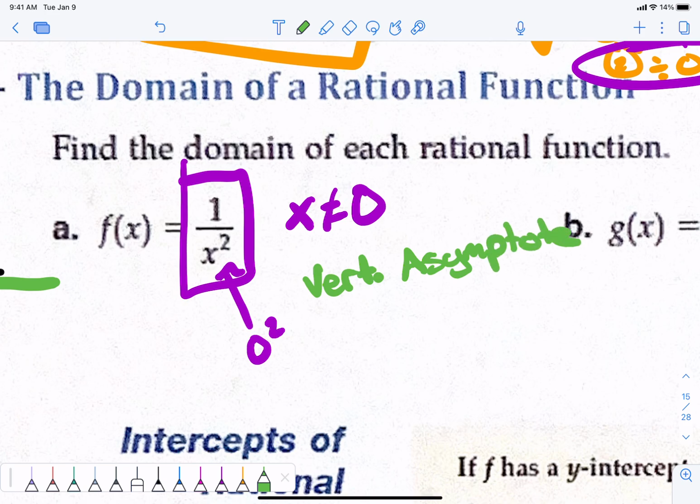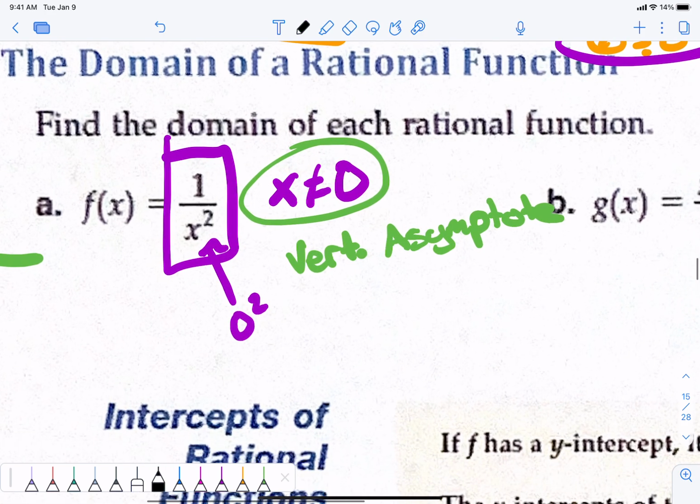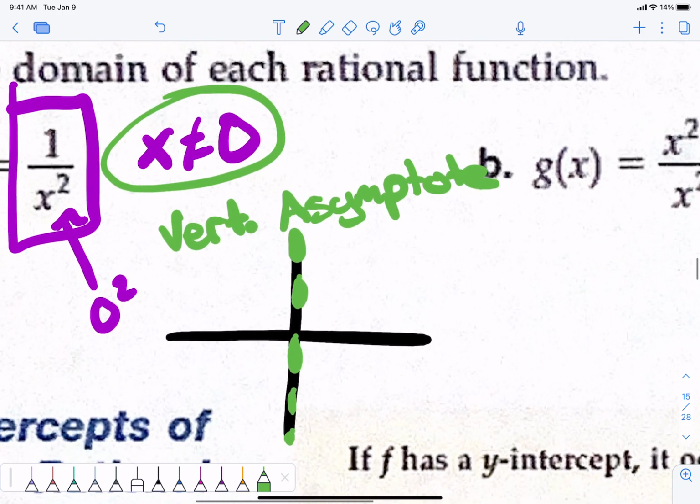A vertical asymptote. So we said that according to the domain, x cannot be 0. And the reason why x cannot be 0 is because that's where the asymptote is. There's a vertical asymptote here at 0, and then I have my boomerangy function.